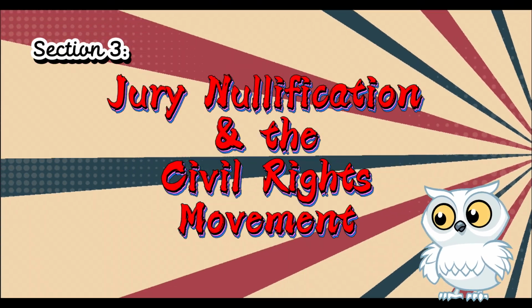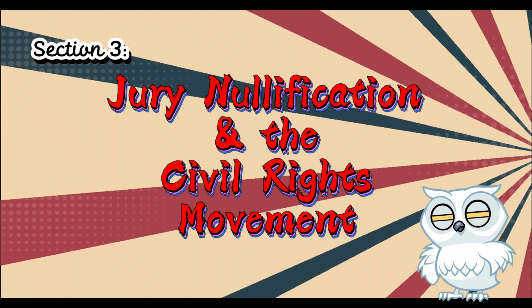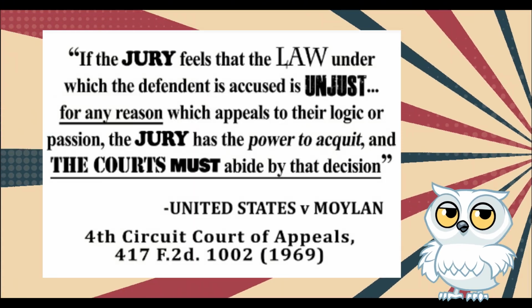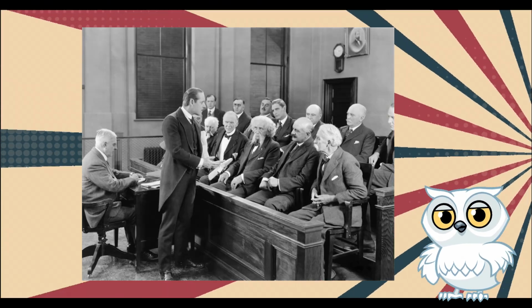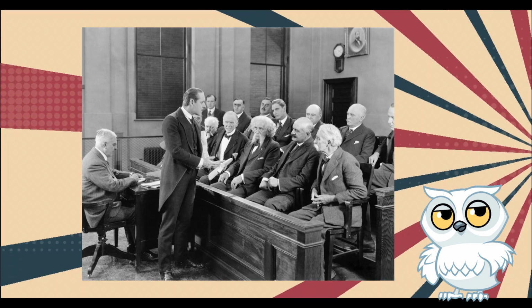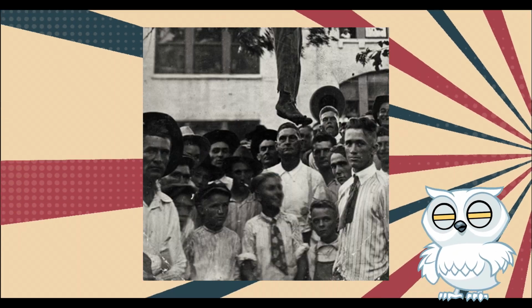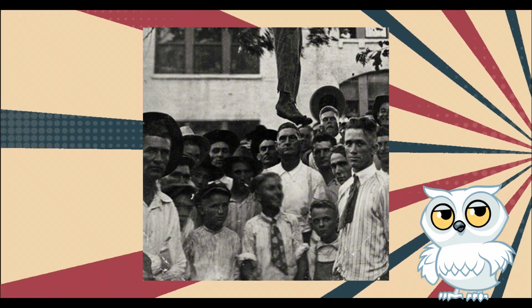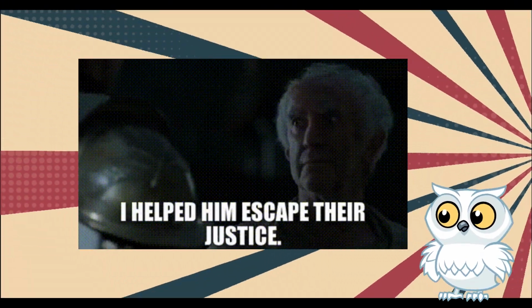Section 3. Jury nullification and the Civil Rights Movement. In the 1950s and 60s, jury nullification played a controversial role during the Civil Rights Movement. In the South, all-white juries frequently nullified the law by acquitting white defendants accused of racially motivated violence, even when evidence of guilt was overwhelming. This allowed individuals responsible for lynchings, assaults, and other atrocities to escape justice.